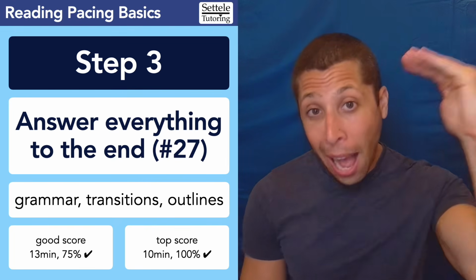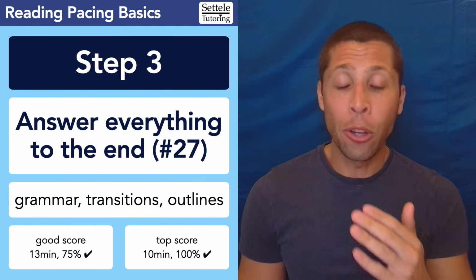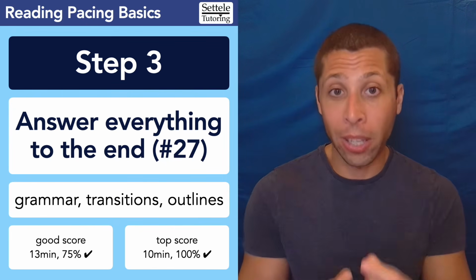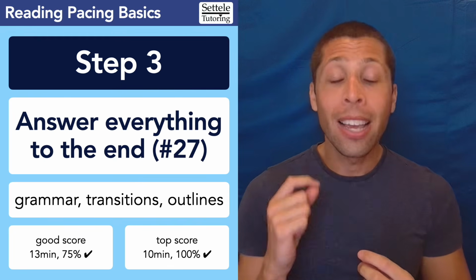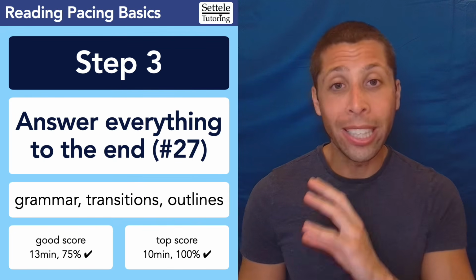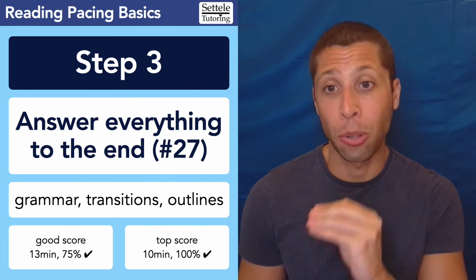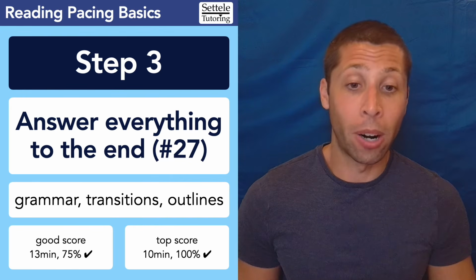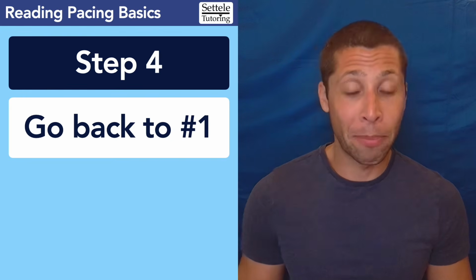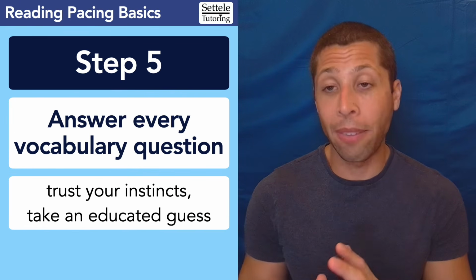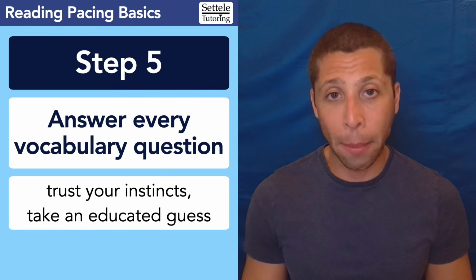If you're looking for a top score though, 700 or better, you really need to be getting through these questions in 10 minutes or less, and you have to be perfectly accurate, 100% right. Even in the hard module, you really cannot afford to get any questions wrong. And since these are some of the most predictable, this is where a top score is made. Step 4. Go back to question 1. We skipped it, now we're going to do it. So question 1 is going to be a vocabulary question. So step 5 is to answer every single one of these vocabulary questions.